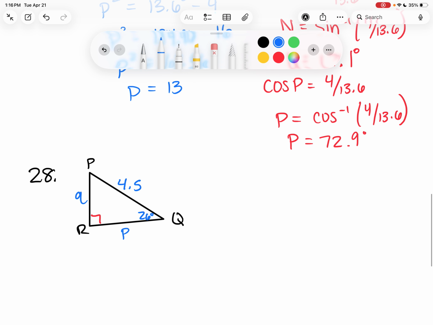I'm still going to set it up the same way, showing my angles and sides and writing in what I know and what I don't know. So I know side R is 4.5. I don't know P and I don't know Q. I know angle R is 90 degrees. And I know angle Q is 26 degrees.